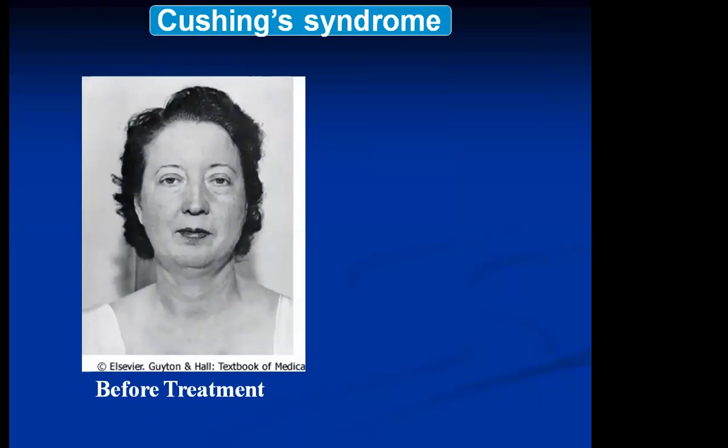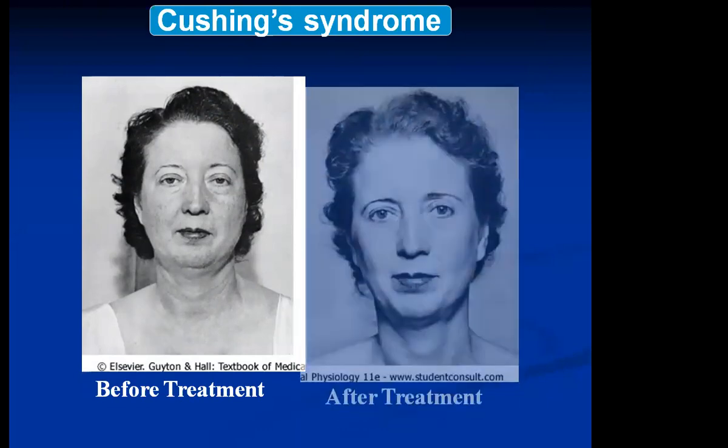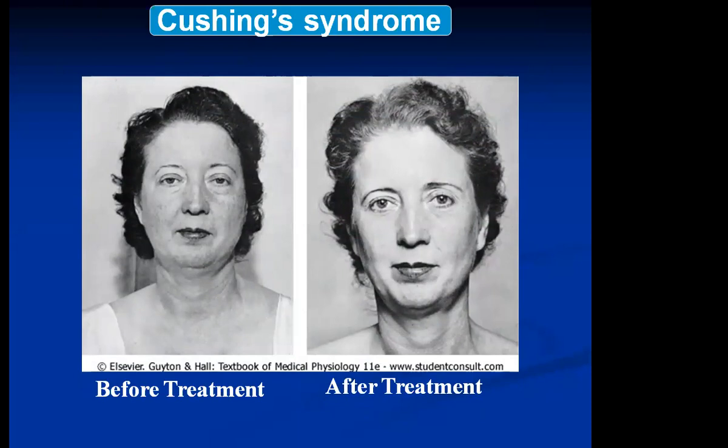Now this is one lady who was suffering from Cushing syndrome. Take a look at her facial appearance. This is like appearance like a round moon face before treatment. Then she was given treatment, and after treatment, the same lady looked like this. So see, the facial edema is gone now. Okay. So this is one picture of Cushing syndrome which is present in Guyton.